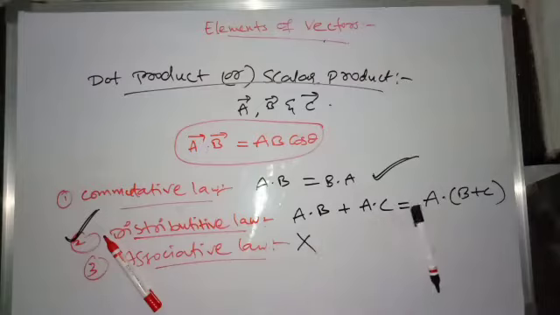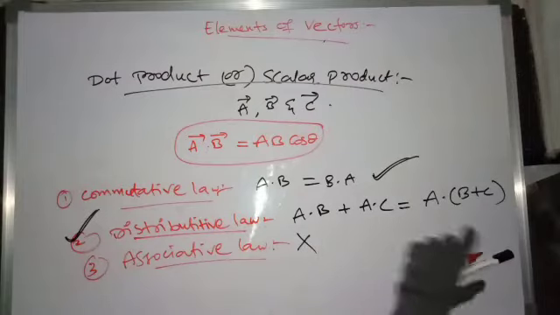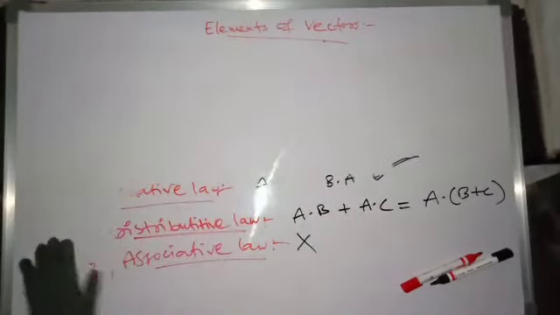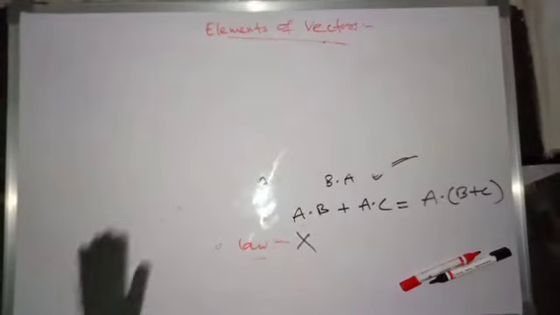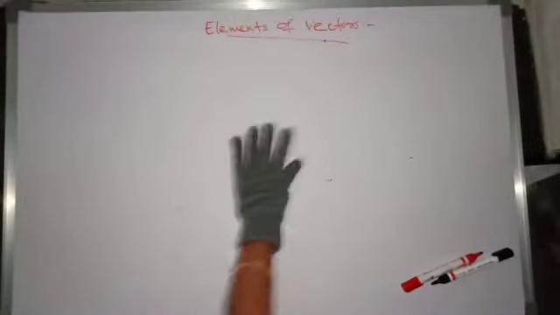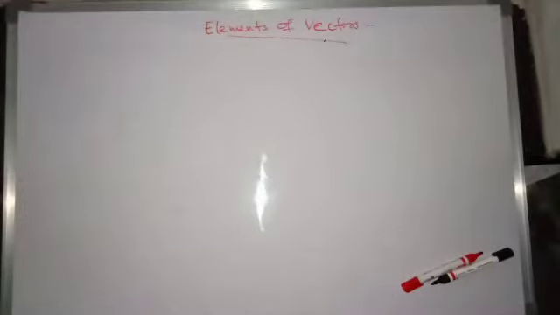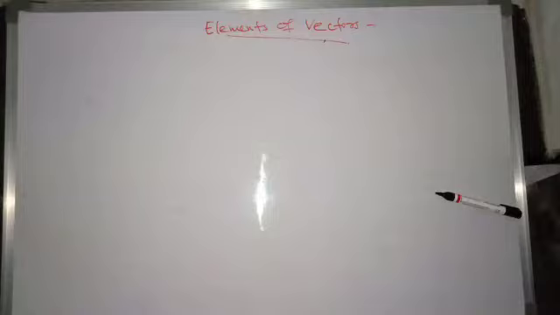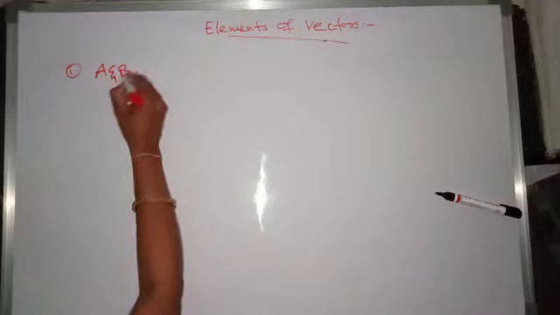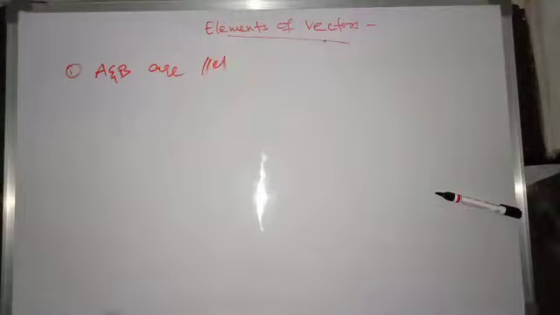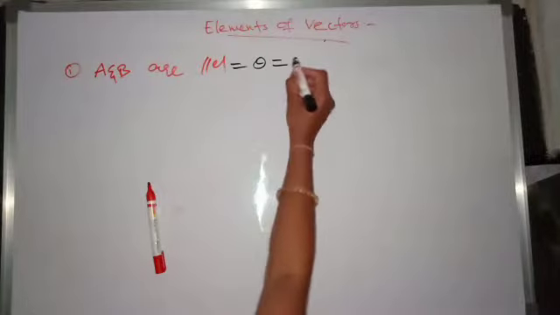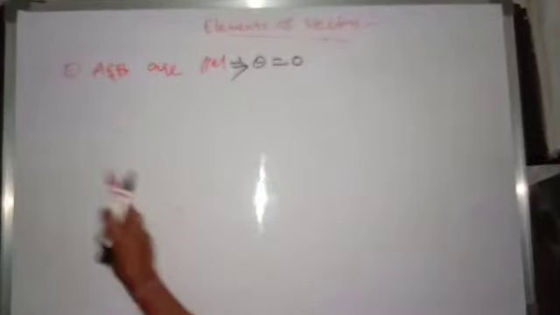Now coming to the angle between these vectors. What happens if the angle theta is equal to 0, 90 or 180 degrees? We will check. If the vectors A and B are parallel to each other, then the angle theta will be equal to 0 degrees.